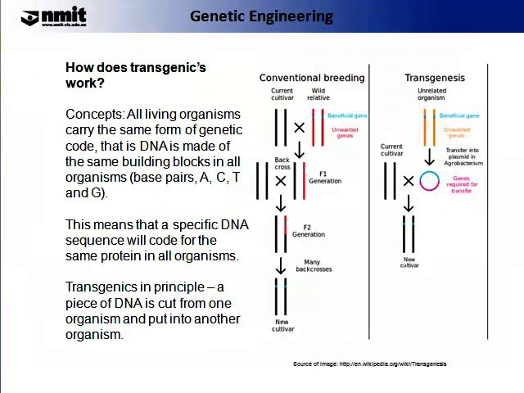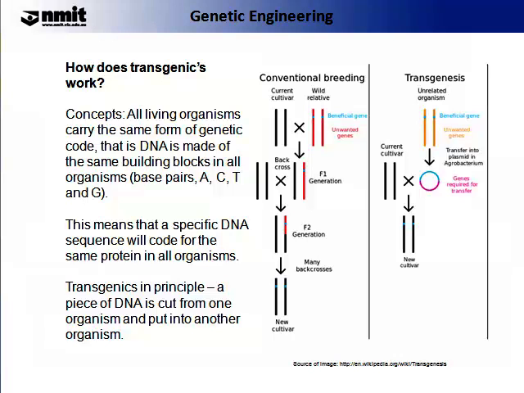So, how does transgenics work? Well, the concept is that all living organisms carry the same form of genetic code, as we know DNA, and this is made up of small building blocks in organisms. These are the base pairs A, C, T and G. The processes behind this were covered extensively in the previous lectures. This means that a specific DNA sequence will code for the same protein in all organisms.